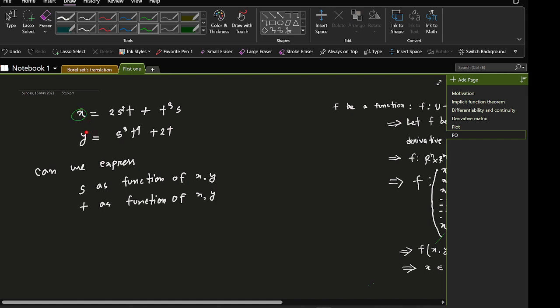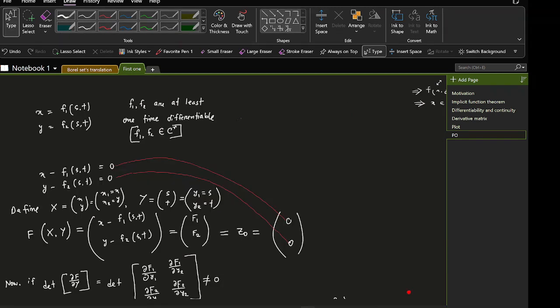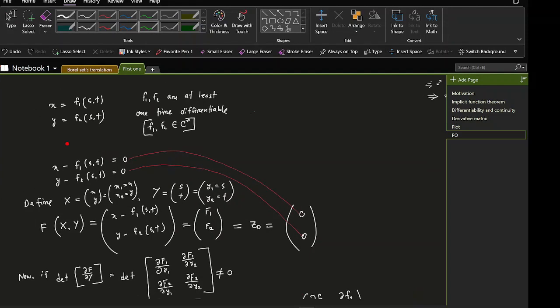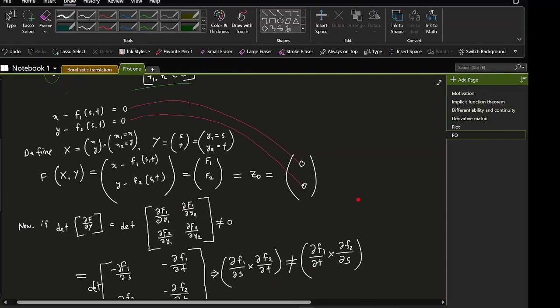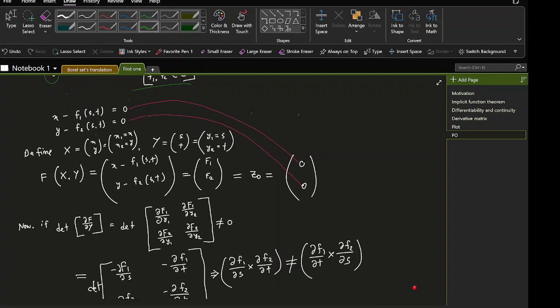If we are given two variables x and y, both expressed with respect to another two variables, s and t, then can we express the variables s and t as functions of x and y? It turns out that the implicit function theorem can answer that. Now if we consider the general case where x and y both are functions of s and t, where both the functions f1 and f2 are at least one time differentiable, we need to do a clever manipulation and arrangement of terms to use the implicit function theorem.